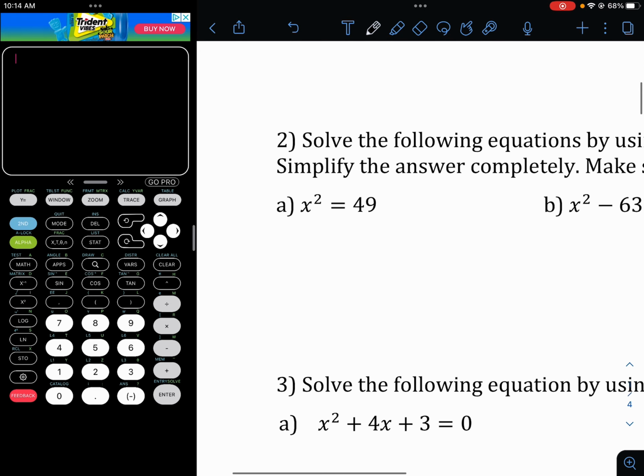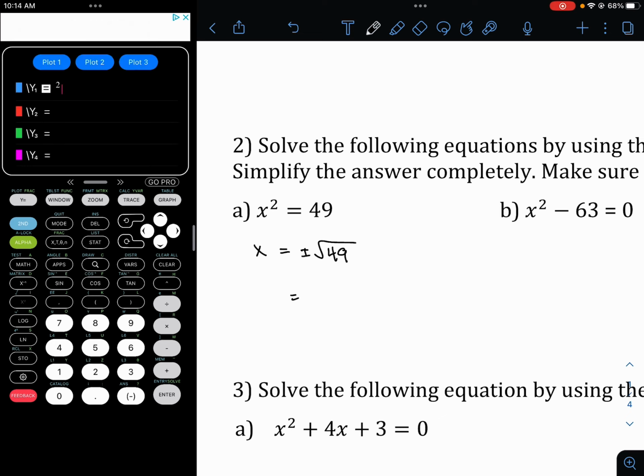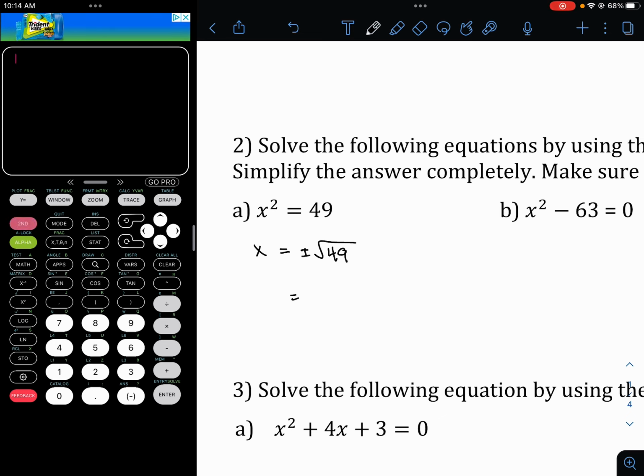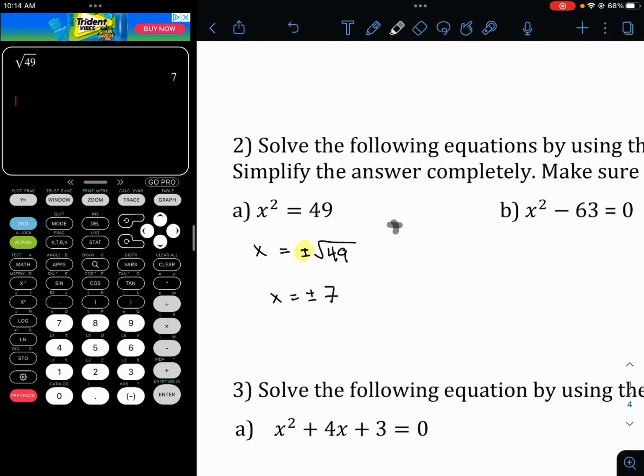Big thing with these is when you are solving using square roots, don't forget plus or minus. So plus or minus the square root of 49. You want to try that out in your calculator. Square root 49 is 7, but you do need to have plus or minus. So definitely for numbers like this, I would highlight plus or minus. Don't forget it.